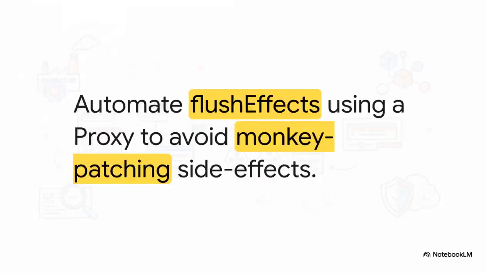Want to speed up your workflow even more? Here's a fantastic advanced utility tip right from our sources. Tests involving effects often require repeated, super verbose calls to flushEffects. You can actually automate this by wrapping your signal inside a JavaScript proxy. The proxy intercepts every method call, like setting or updating the signal, and automatically calls flushEffects immediately afterward. And as the source notes, using a proxy brilliantly avoids the nasty side effects you'd normally get from traditional monkey patching.